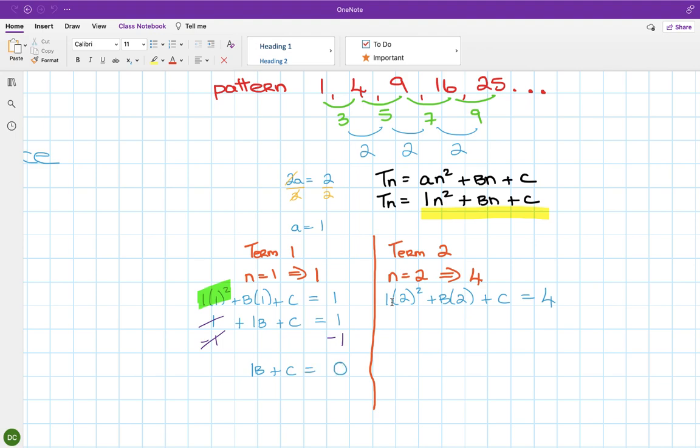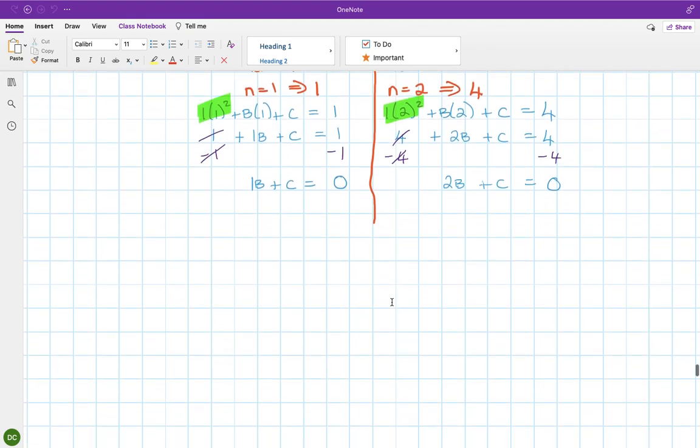Okay, on the other side, again, this first part, if I'm not sure, I can get in my calculator, and it is 4. B times 2 plus c equals 4, and then I just have to minus the 4, minus the 4. So 2b plus c equals 0 again.